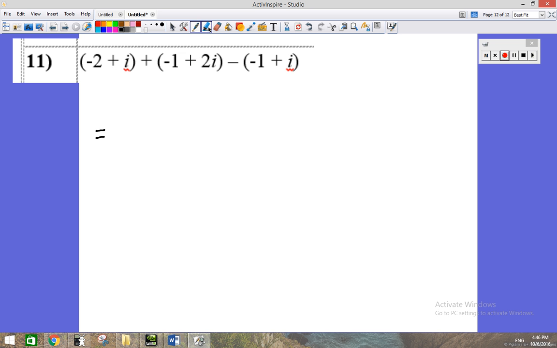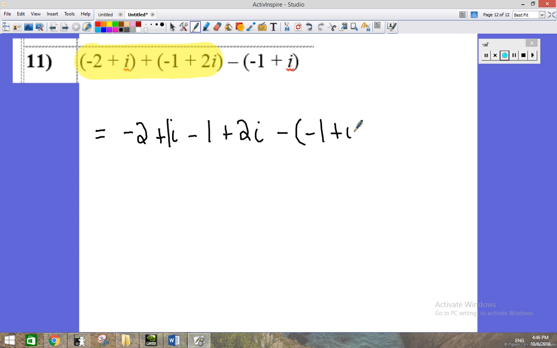So let's focus our attention on the first two here. If I drop my parentheses there, I just have a negative 2 plus i minus 1 plus 2i. And let's put a 1 in front of that i. And we'll just leave the rest of it exactly as it's written. Alright, let's add the real parts together, negative 2 and negative 1, and the imaginary parts, the 1i and 2i.